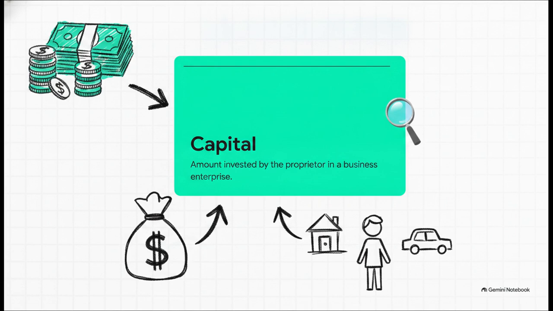On the flip side, we have drawings. This is the exact opposite. It's any cash or even goods that the owner takes out of the business for their own personal use.